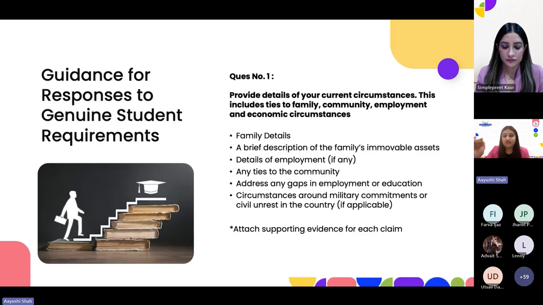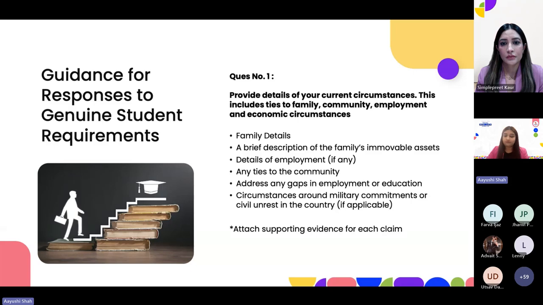Also, you must address any gaps that you have in your academic, educational, or employment history. If you have any gaps in your academic history, study history, or working history, you must provide an explanation of that gap and also provide sufficient documents to support it.